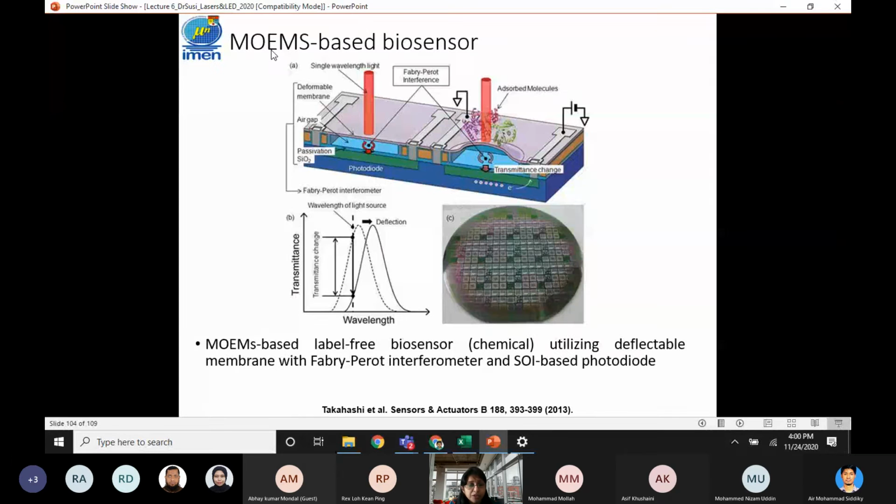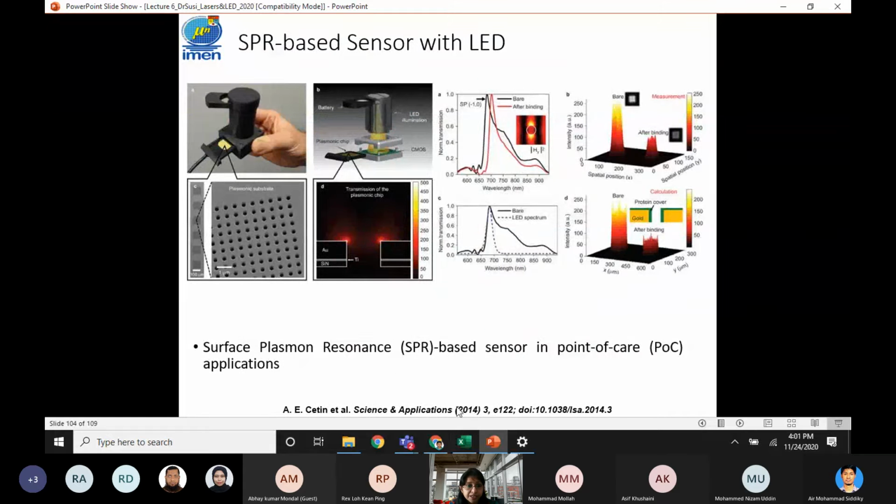We can also combine optoelectronics with MEMS. This is an example of a label-free biosensor. Basically, you can see the wavelength of light changes when there is a deflection of the membrane over here. And this is using both a MEMS effect and also an optoelectronic effect. You can read up further from this paper over here.